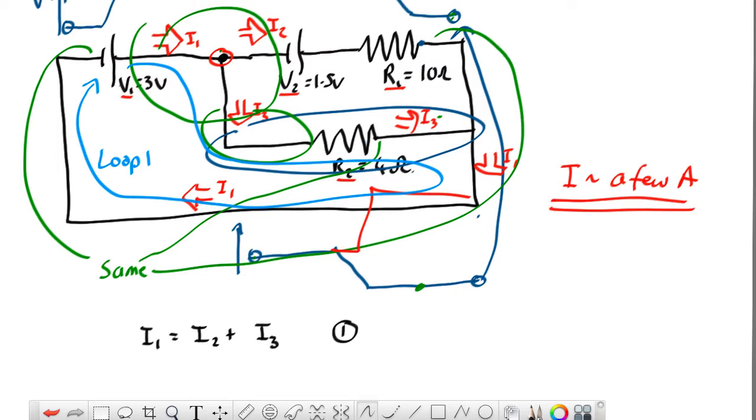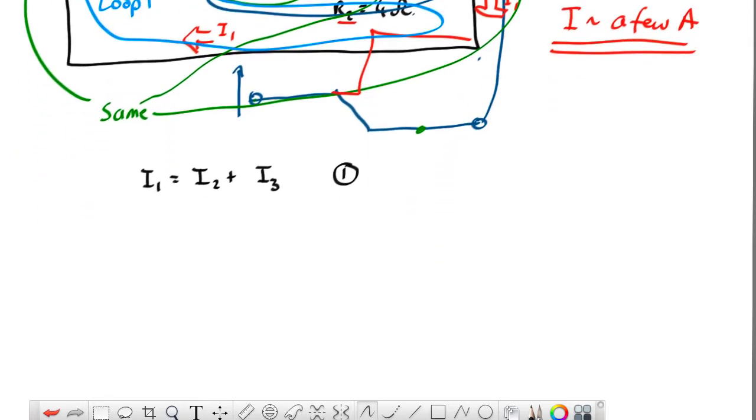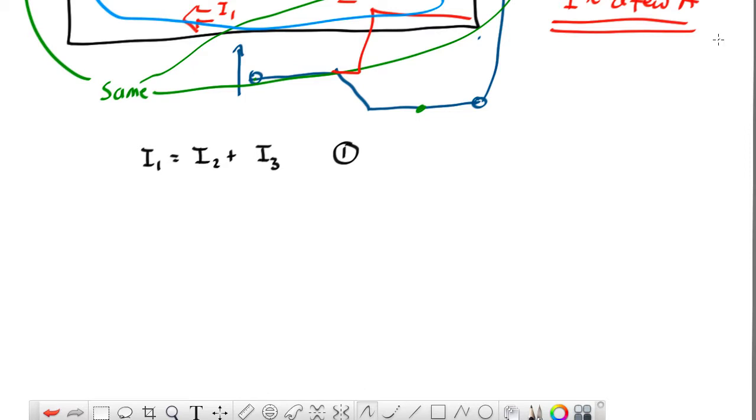So this is telling us V1 minus I3R2 equals 0. So as you go around that loop, you come back to where you started from. We'll call that our second equation.